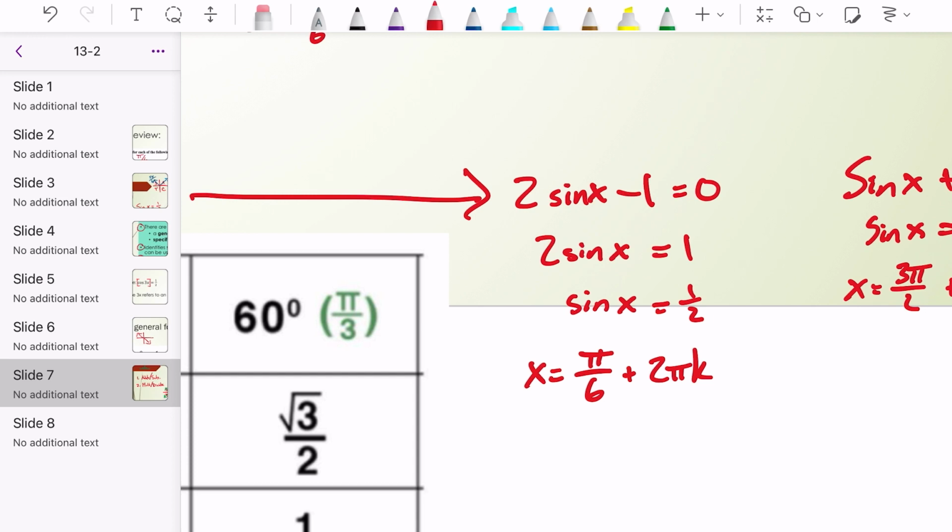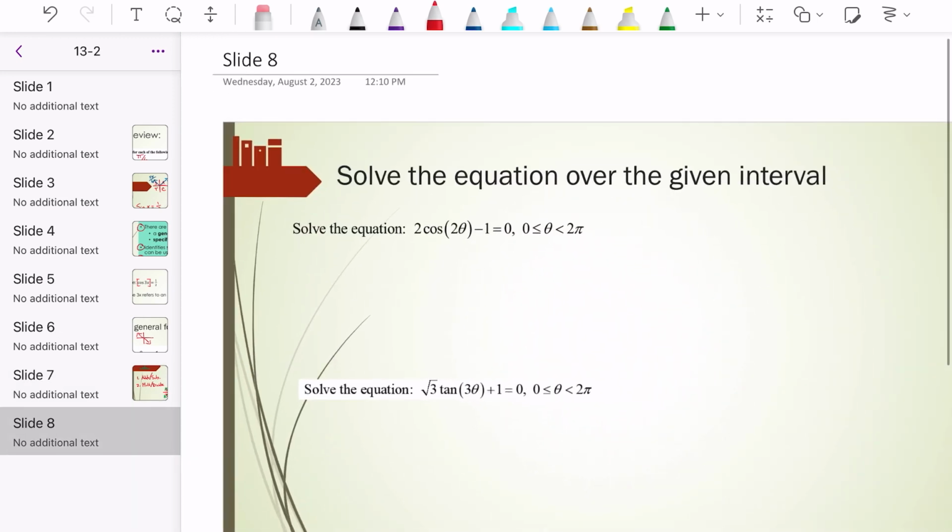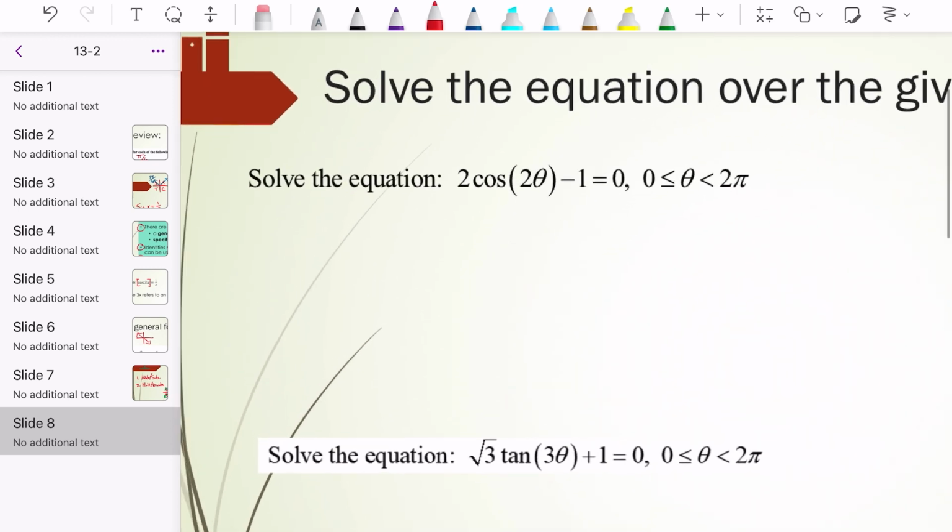Let's take a look at slide 8. In slide 8, the problem is done the exact same way. We're first going to isolate our cosine of 2 theta. We are being given the range of 0 to 2 pi. Now, this is extremely important because we will have to find exact values. So let's work this problem out. We're first going to have 2 cosine of 2 theta is equal to 1. Cosine of 2 theta is equal to 1/2.